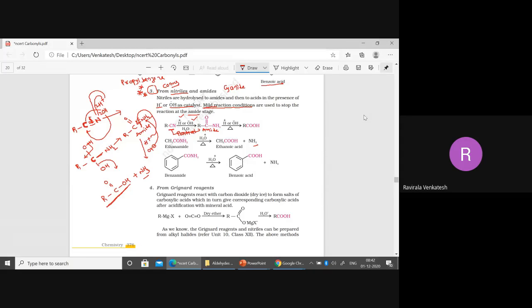Finally, if you do one more hydrolysis reaction, we are completely breaking this bond and putting one hydrogen on the nitrogen and OH on the C double bond group. We got this product. So this is the mechanism. Understood this one?